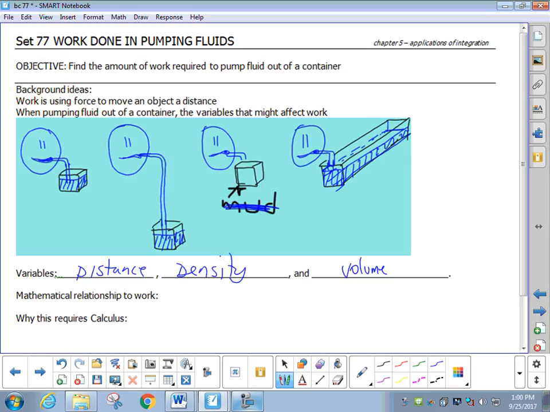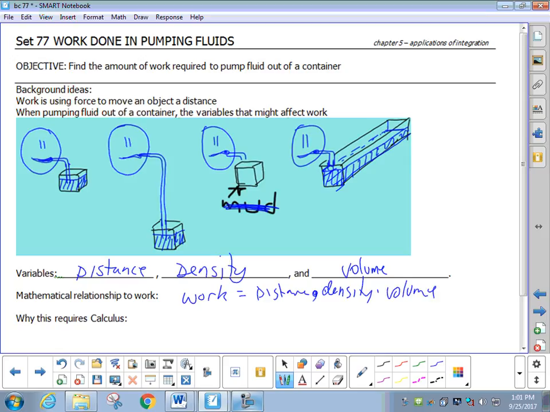In this case, are these variables relating directly to work or inversely? The more distance, the more work? Yes, that's a direct relationship. The more density, the more work. Yes, that also is direct. The more volume, the more work. Yes. In all cases, direct. And so work depends directly on, there's some constant in there, I suppose, distance, density, and volume. It's the direct product of all those.